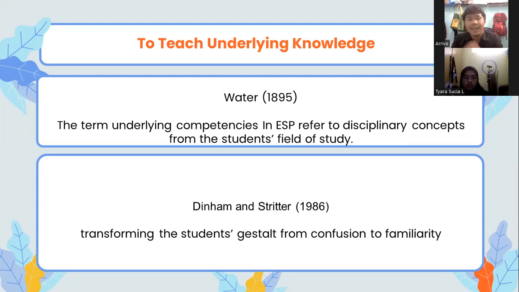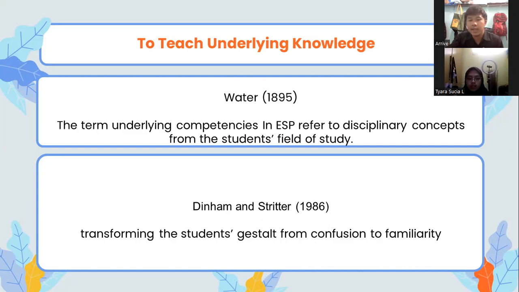Water 1895, sorry, also said that the term underlying competencies in ESP referred to disciplinary concepts from the student's field of study, right? So the previous skills that I've mentioned before will not go anywhere if there's no disciplinary content in the ESP class.